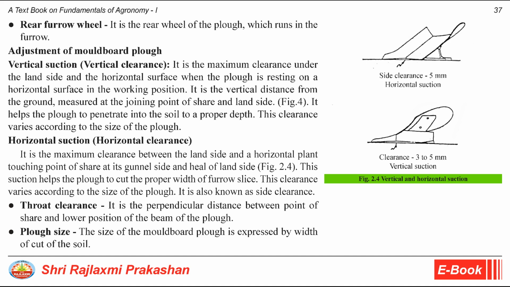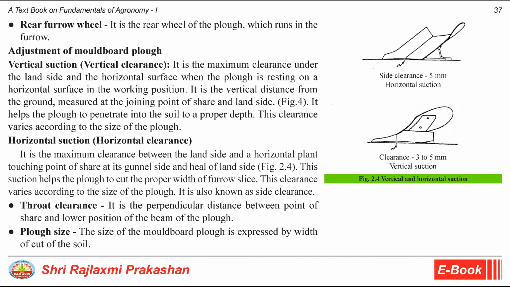Vertical clearance is the maximum clearance under the land side and the horizontal surface when the plough is resting on a horizontal surface in the working position. It is the vertical distance from the ground, measured at the joining point of share and land side, Figure 2.4. It helps the plough to penetrate into the soil to a proper depth.